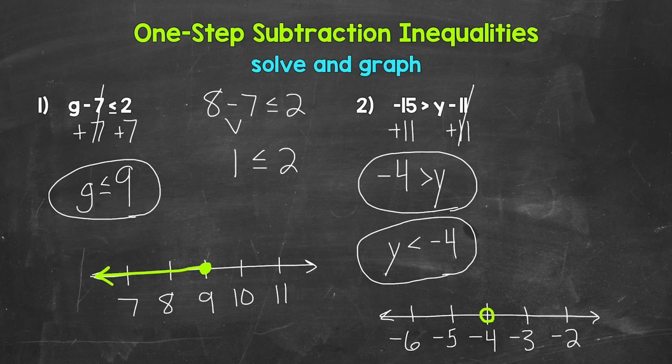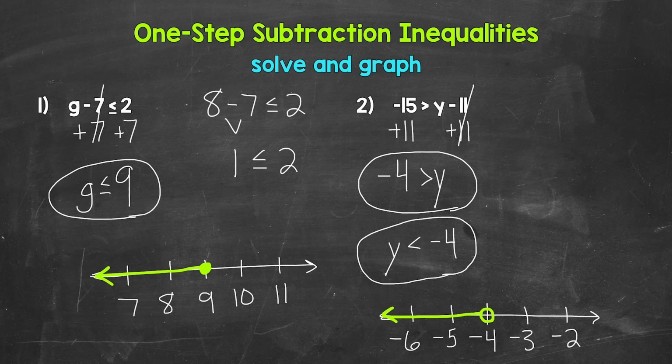Now y is less than negative 4, so we need all of the values less than negative 4. So our arrow is going to go left towards all of the values less than negative 4. And that's our graph. Now let's check a solution by plugging it into the original inequality and seeing if it works. So we need any value less than negative 4.